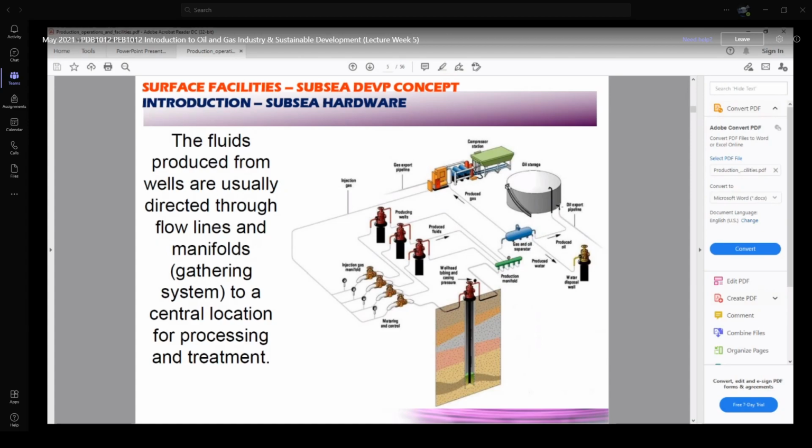Then the oil is stored here in the oil storage, and the water can either go to the disposal well, to be disposed back, or we can inject it into the well or reservoir, which is called water injection. If it is gas injection, we inject gas as well as water.